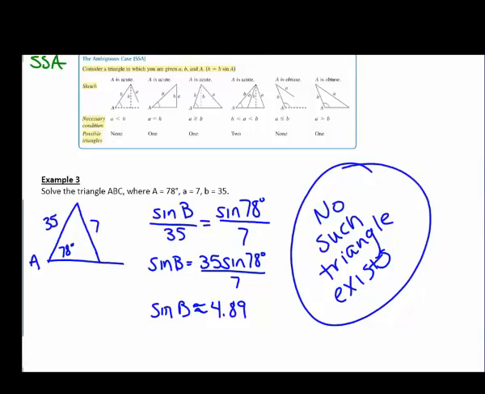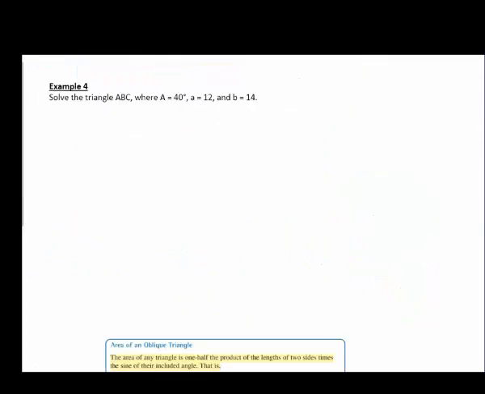Okay, so we can't actually solve this triangle. Now let's take a look at the next one. Example 4, solve the triangle ABC where A is equal to 40 degrees, side a is 12, and side b is 14.